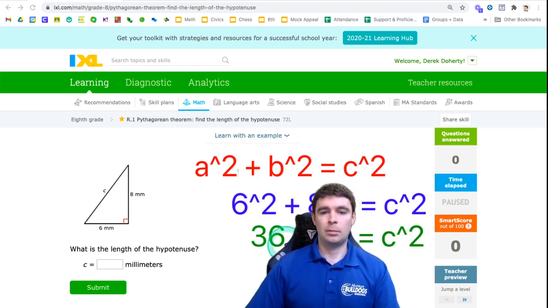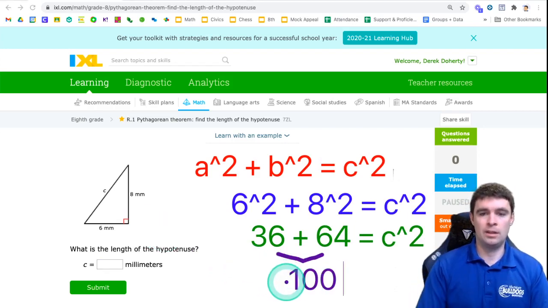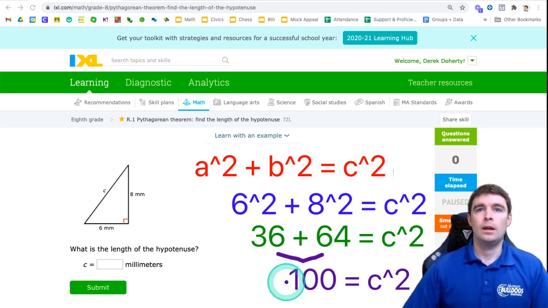And now our next step, which we'll show in purple, we just need to add together 36 and 64. When we add together 36 and 64, we get 100. So we get 100 is equal to c squared. And once we're at 100 is equal to c squared, that's not our answer. We need one final step.